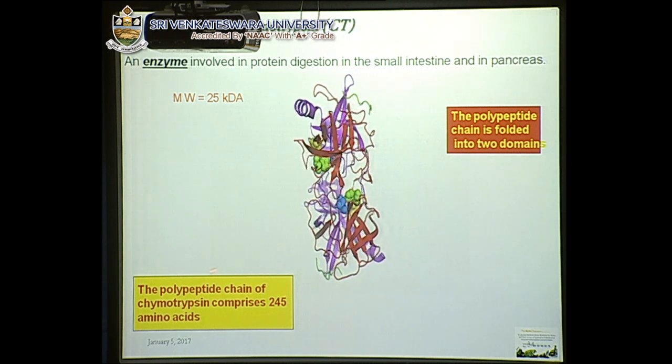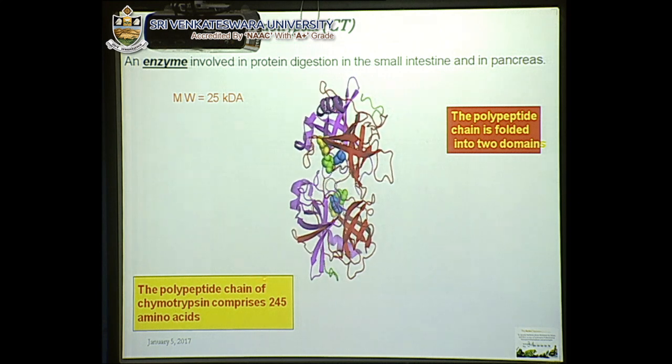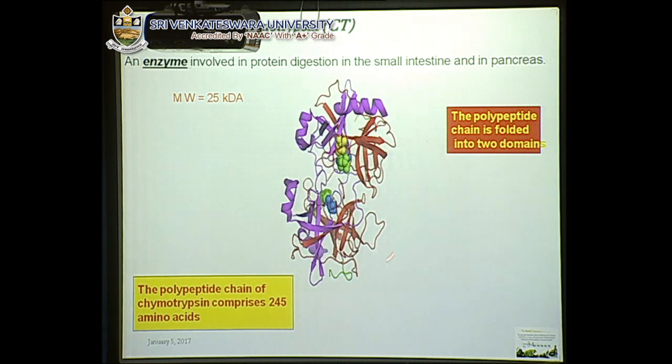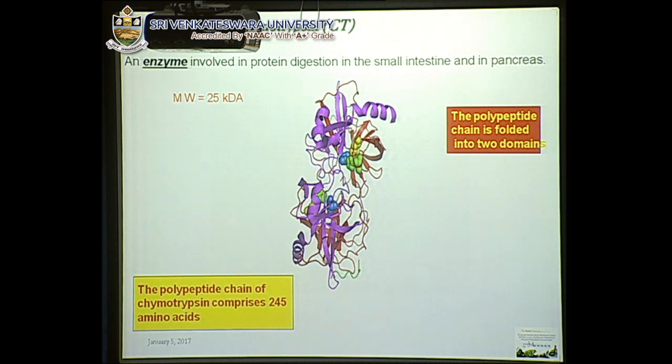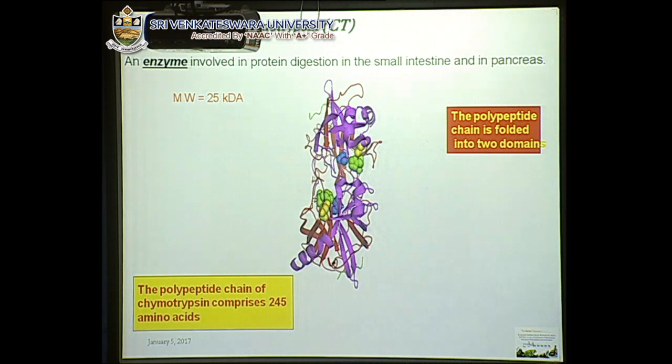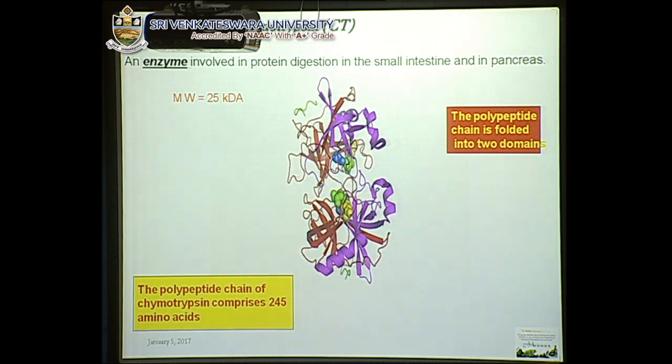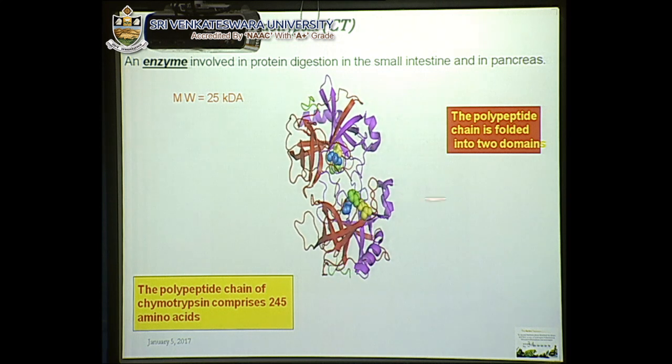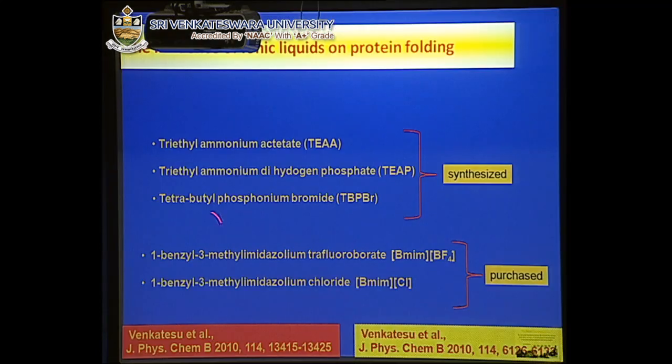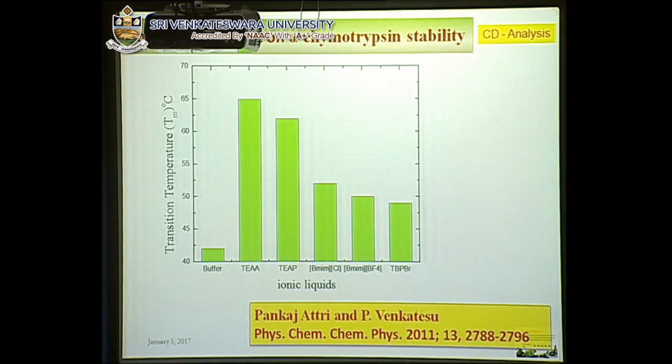So, this enzyme is composed of 245 amino acids. We chose it first because this enzyme has a lot of medicinal applications. So, that is why we have to see how this protein responds against the ionic liquid. First, we took 5 different kinds of ionic liquids, and we used transition temperature by CD analysis.